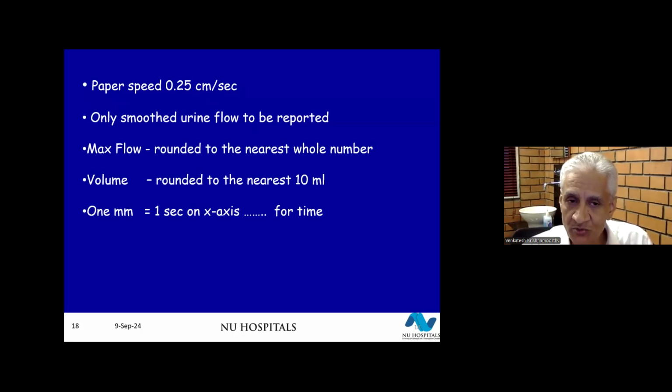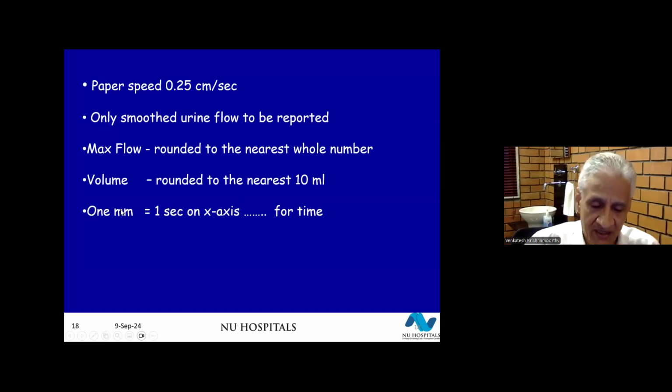No graph is to be handed over without somebody signing off on that graph. The maximum flow is rounded to the nearest whole number. Voided volume or residual volume, either is rounded to the nearest 10 ml.